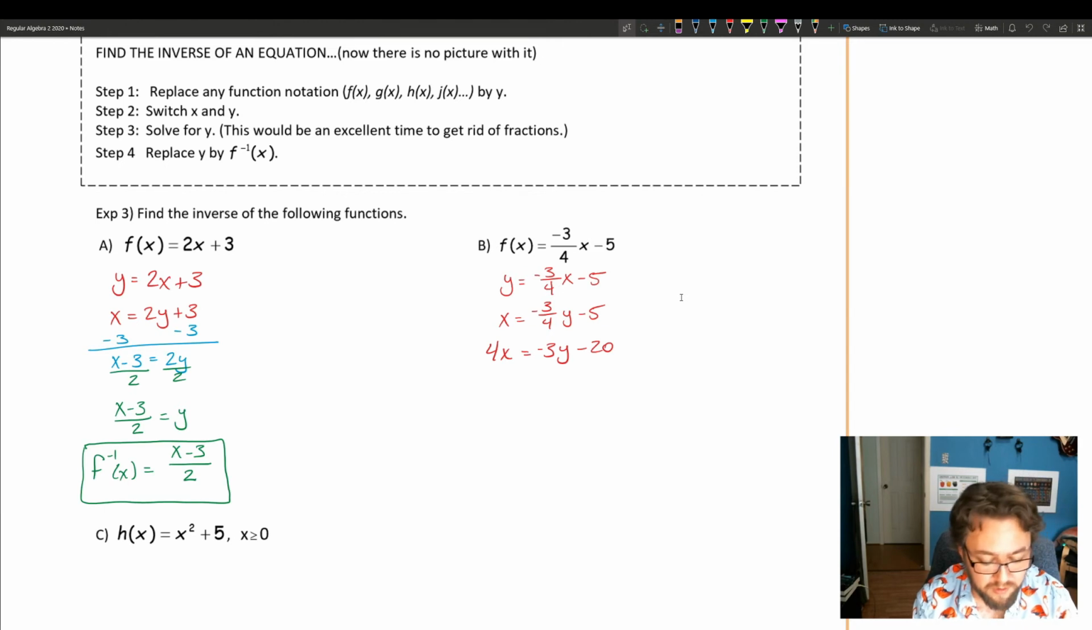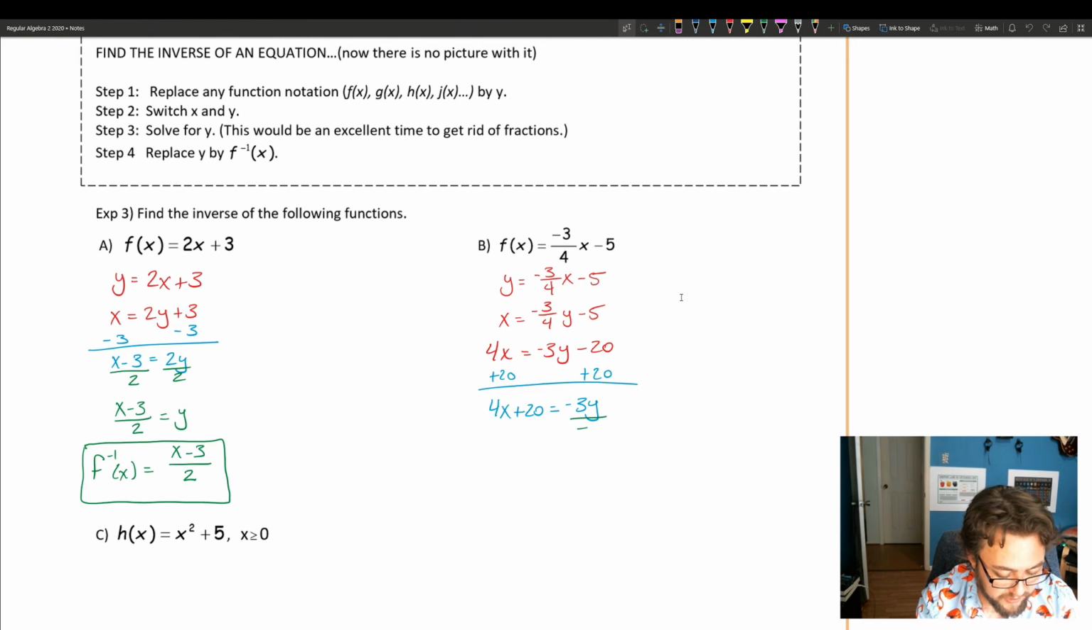Now I can solve it like a normal equation. I'm going to start off by adding 20 to both sides to cancel that out. 20 to both sides. And we get 4x plus 20 equals negative 3y. At this point, I'll divide by that coefficient, that negative 3. Divide by negative 3.